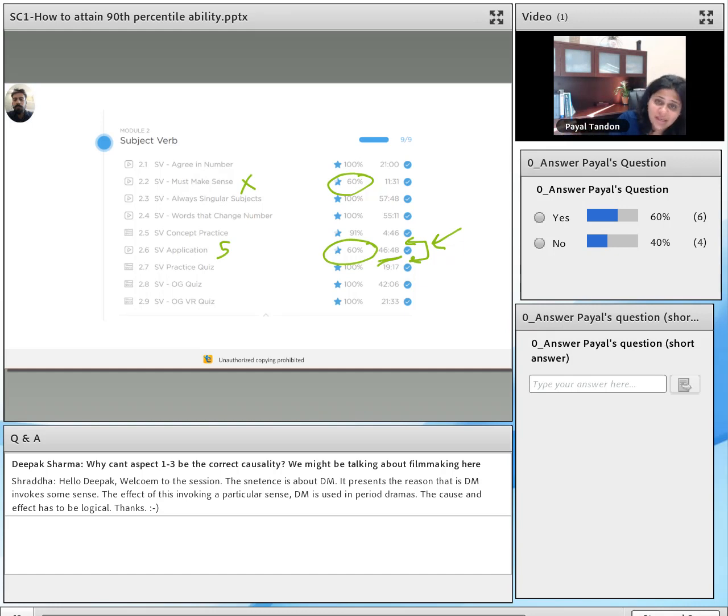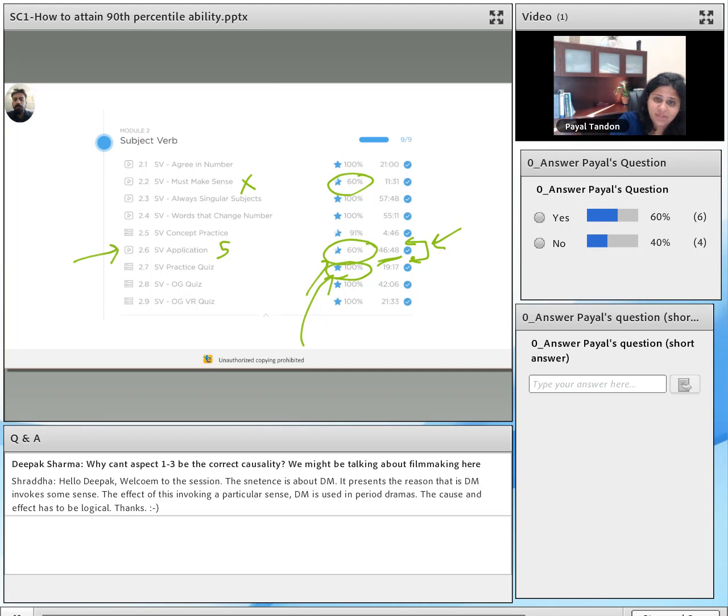Now, yes, you can argue that his score did not increase. Again, he chose not to attempt the questions again. He decided to simply go through the solution step by step in this file. He took proper notes and he essentially got the essence of it. And that essence is demonstrated in his 100% score on this subject verb practice quiz. Remember, this is an application and practice quiz duo.